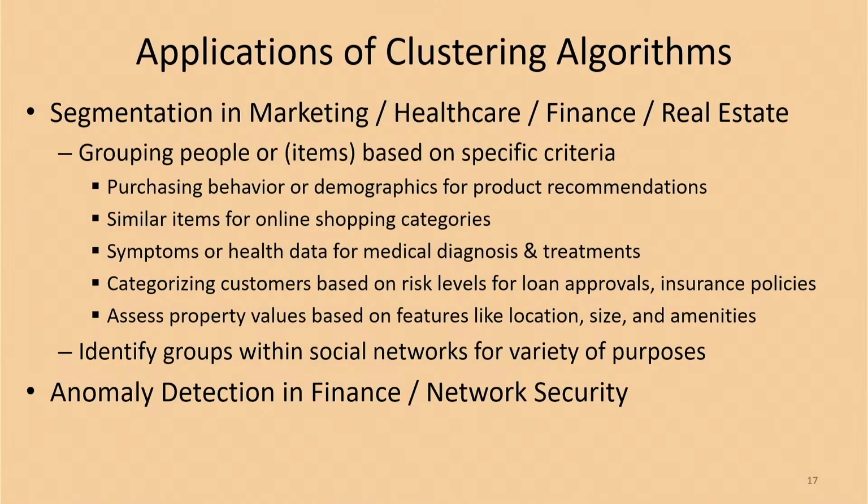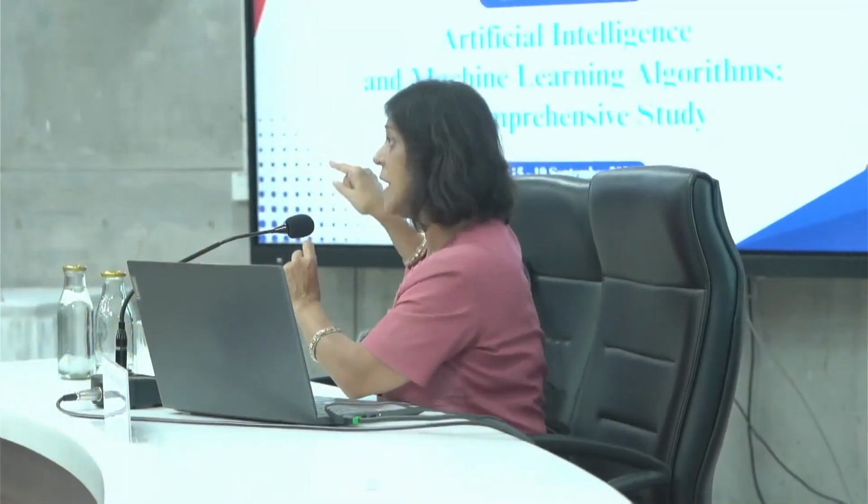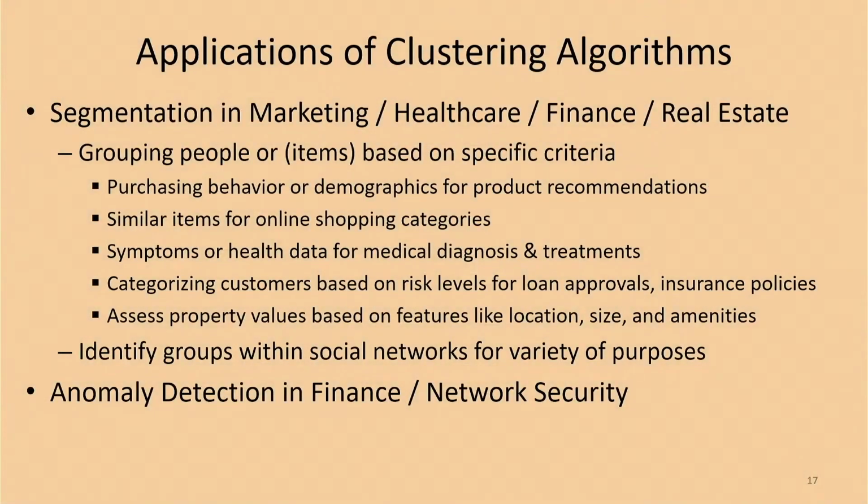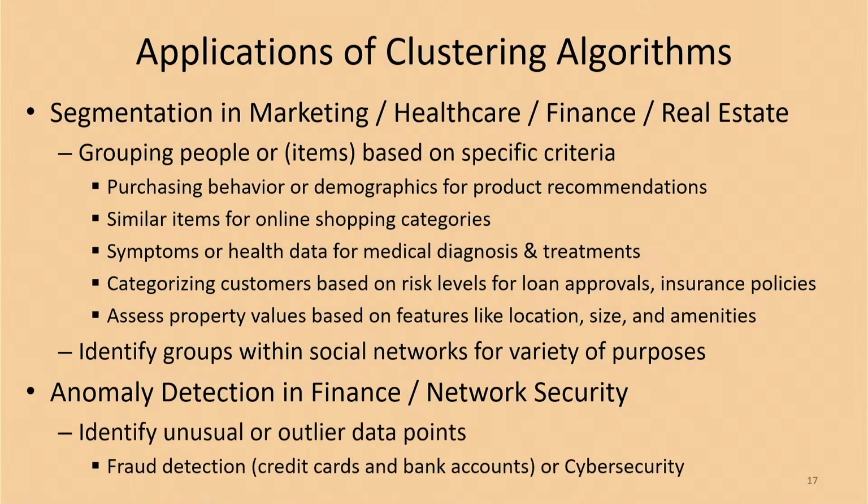For that we also need clustering, because this is a cluster and this is a spurious data point outside the cluster. So this becomes an anomaly. We'll talk about it once we look at different ones; I have a little picture and I'll show you too. Identify unusual or outlier data points. That's the whole point of anomaly detection: fraud detection, credit cards and bank accounts, or cybersecurity. Cybersecurity is the same way.